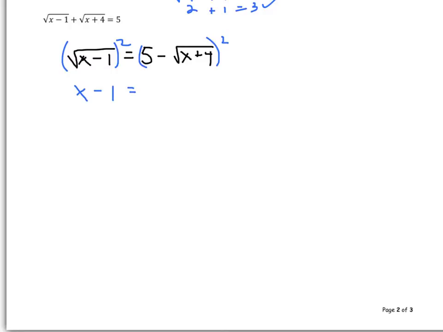Well, 5 minus this radical squared is the same thing as this.